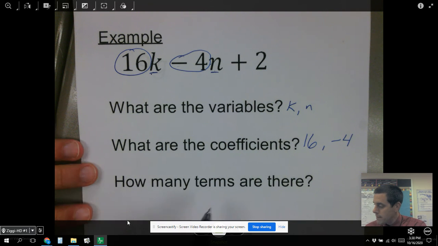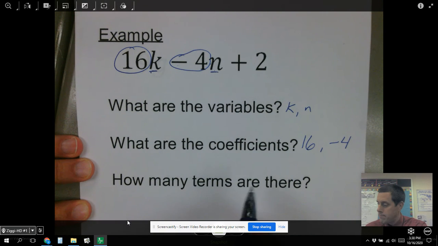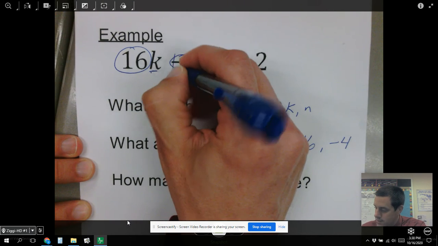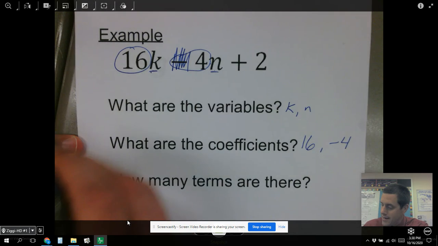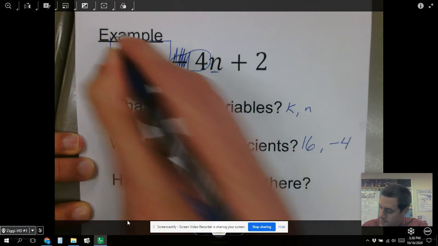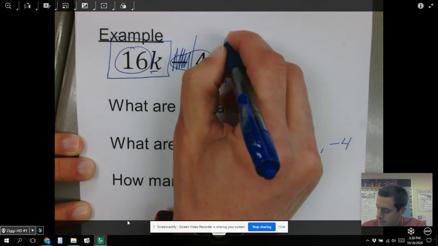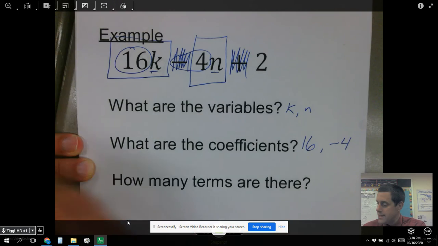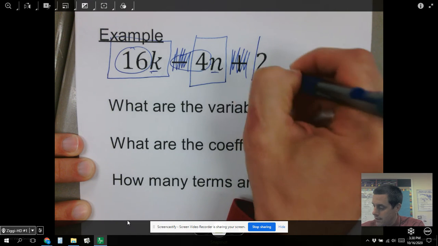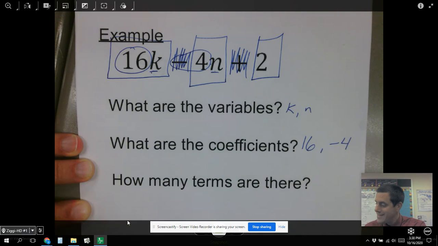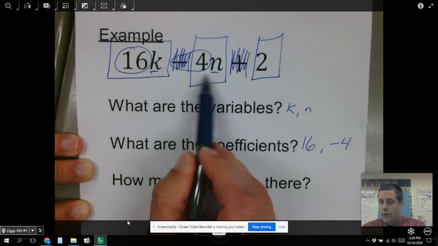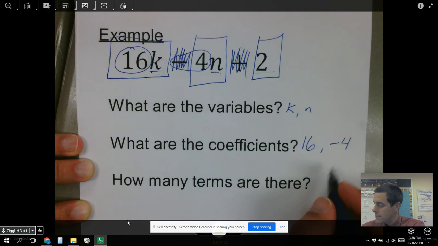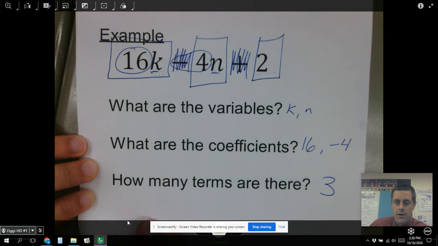Finally, our terms. Remember, terms are objects separated by plus or minus signs. So here's a minus sign. That minus sign is separating 16k from 4n. And here's a plus sign. That plus sign is separating 4n from 2. So 16k is a term, 4n is a term, and 2 is a term. So there are 3 total terms in that expression.